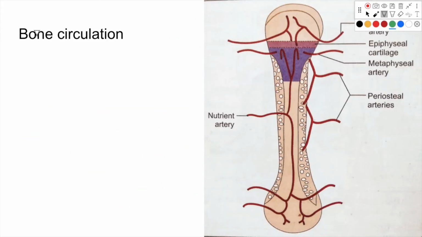So coming to the bone circulation, briefly, there are three major circulatory systems in the bone. One is called the nutrient artery.